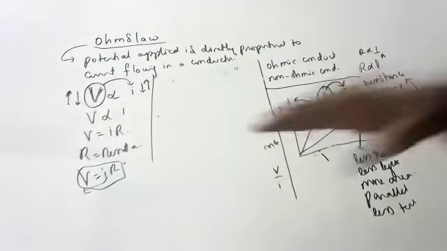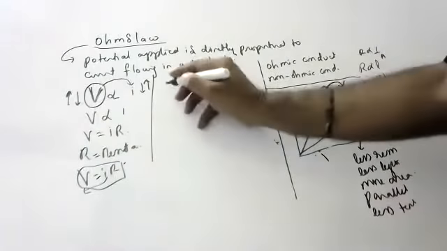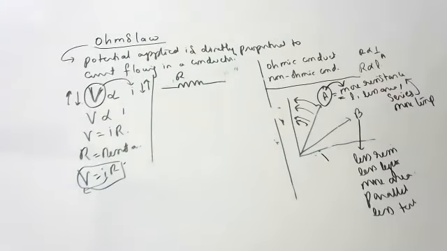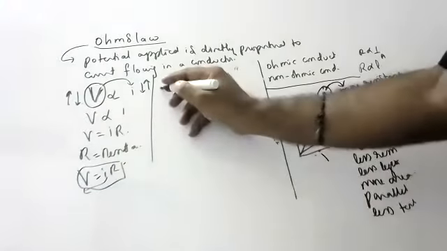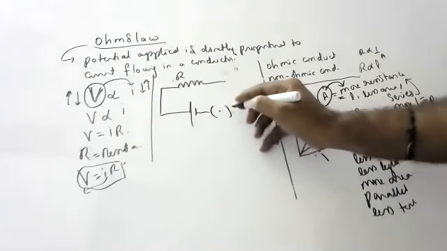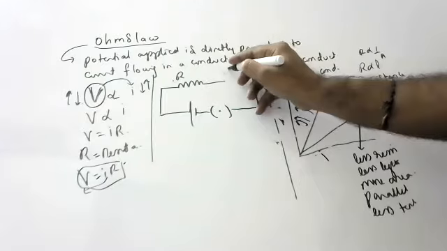So children, what you have to do is the Ohm's law activity. You have to find out the resistance of an unknown wire. How will you do it? You will take a battery, a plug key, and a rheostat.